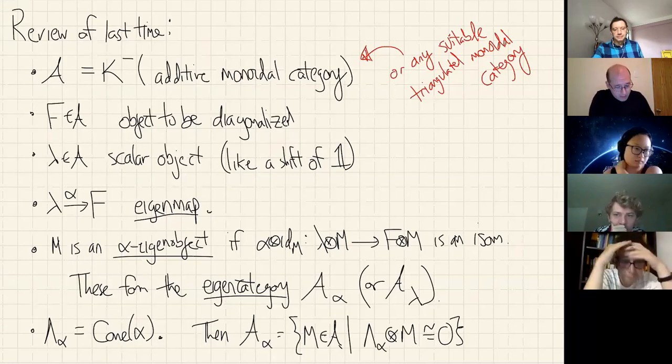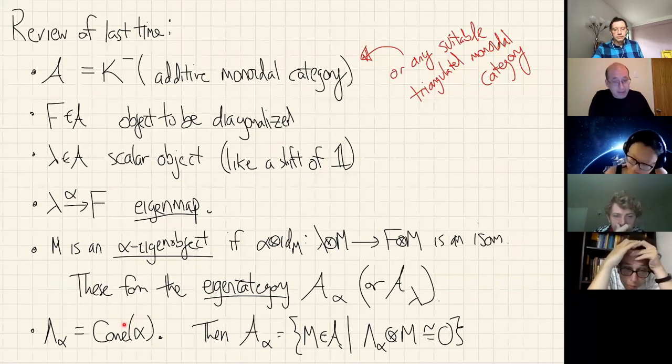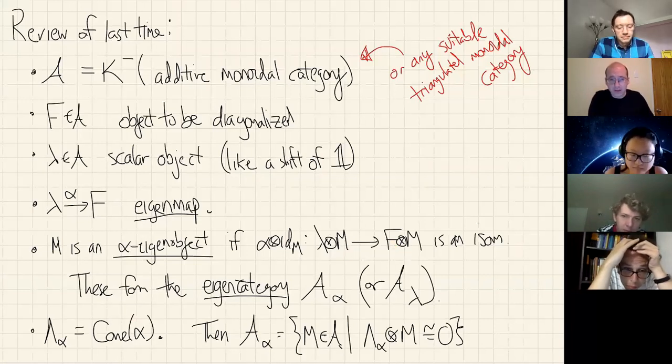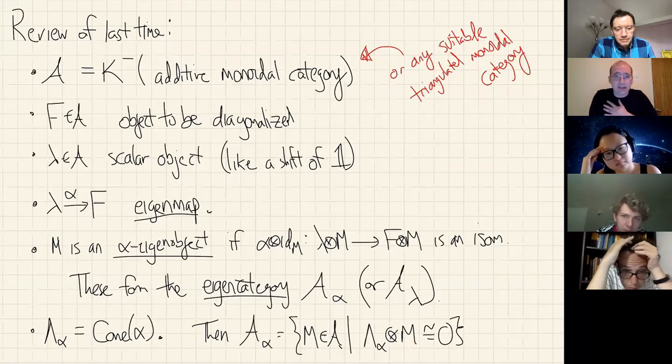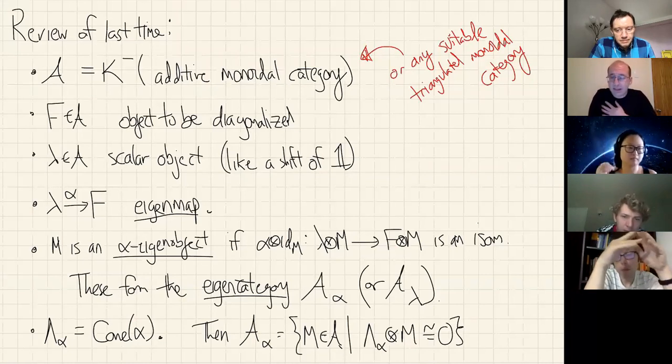Then you can take the cone of this map, if we're in a triangulated category. For this map to be an isomorphism is the same as saying that its cone is zero. So the eigencategory happens to be precisely those objects which are killed by the cone. And that's just like saying an eigenvector is killed by f minus lambda times the identity.